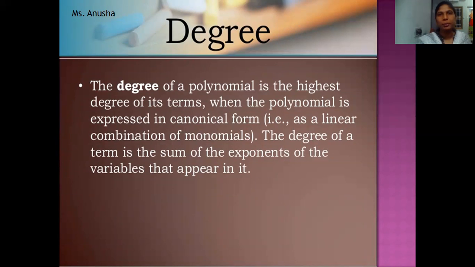Then, what is meant by degree? The degree of a polynomial is the highest power in its canonical expression, or simply we can say the highest power possessed in a polynomial is the degree. This is the definition: the degree of a polynomial is the highest degree of its terms when the polynomial is expressed in canonical form. The degree of a term is the sum of the exponents of the variables that appear in it. In a polynomial expression, the highest power in the canonical form is said to be the degree. Let us go through it briefly with an example.